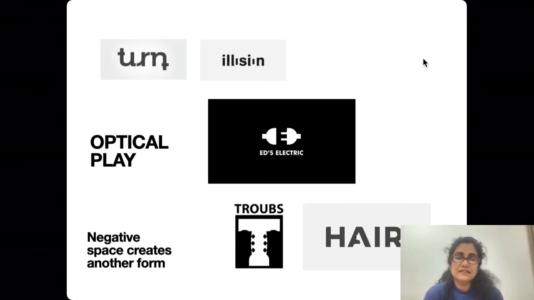In the other one, you will actually see the letter E placed in between two plug points, which is basically the initial of Ed's Electric, the brand. And when you go below, Troop's guitars shows two guitars forming the letter T. And on the right, a woman's head and hair is visible in the name, which is hair over here. These are a few examples of how negative space can be used to convey two levels of meaning. The first level of meaning is obviously the form, the second layer of meaning is a specialization. All of these are things that you can do when you use negative space.